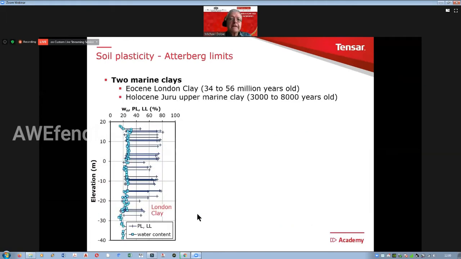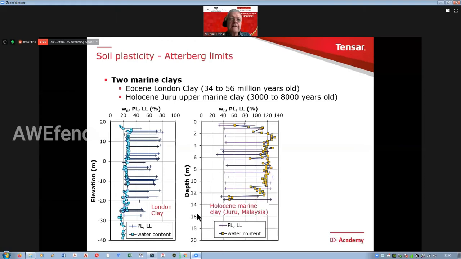So let's just look at the last little thing on Atterberg limits. Let's look at a couple of profiles, some real profiles, and we'll go back to our friend London Clay. So there is a really nice profile of the Atterberg limits and natural water content of London Clay. And you can see that the water content plots very close to the plastic limit. So it's down at the left end of each of those bars. And then, not surprisingly, we expect that soil to be quite stiff. If I now compare that to the actual profile we saw earlier on, but this is a Holocene marine clay from Malaysia, then you can see now that the water content is plotting right over by the liquid limit.